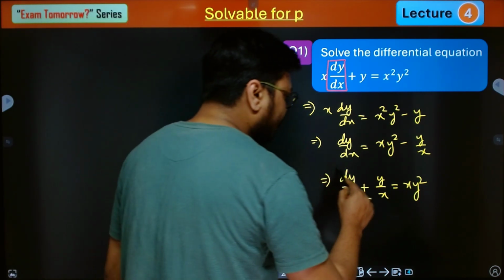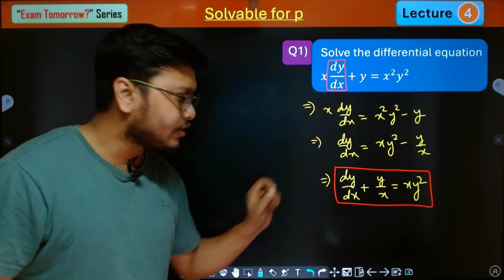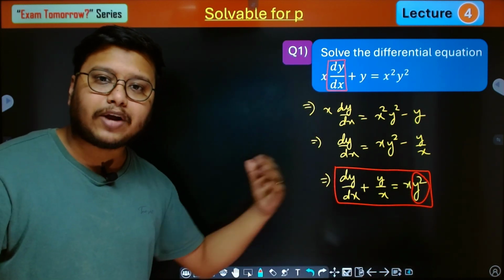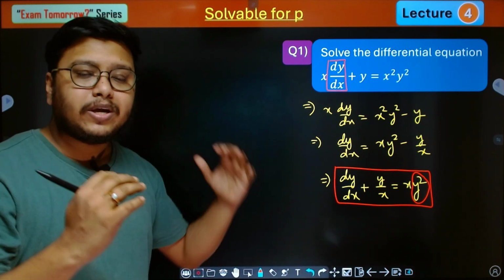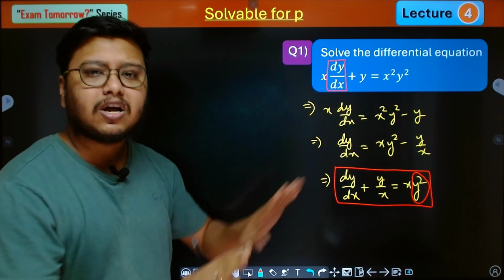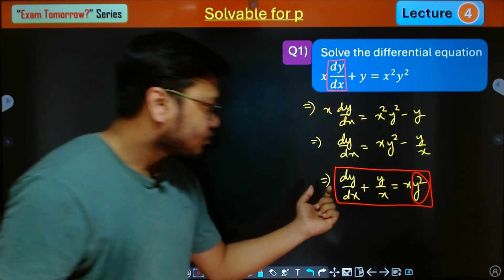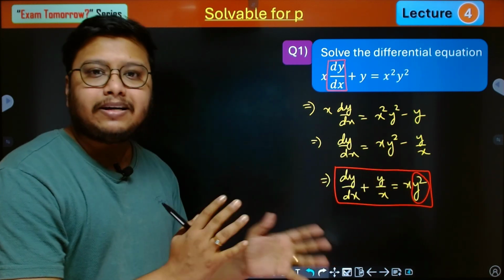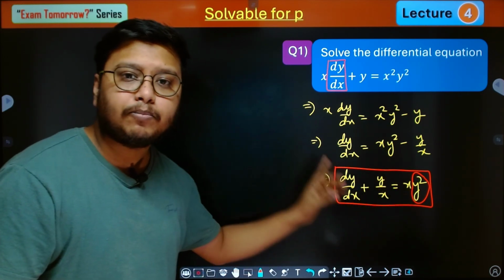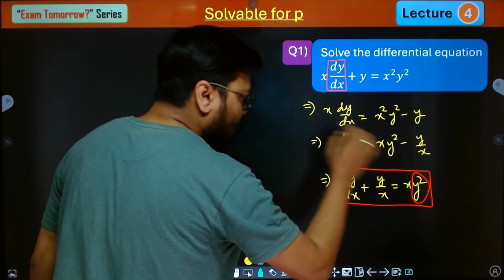If you refer back to lecture number 3, this is nothing but Bernoulli's differential equation, and we need to divide by y square on both sides, substitute it and try to solve it. So what we do in solvable for P is that if the question involves P, we replace it with dy dx, try to separate out the x and y terms and then try to integrate them. Here we are not able to separate it in a way so that we can integrate both sides, but what we can observe is that it fits into the Bernoulli's differential equation format. So we are going to divide by y square on both sides.